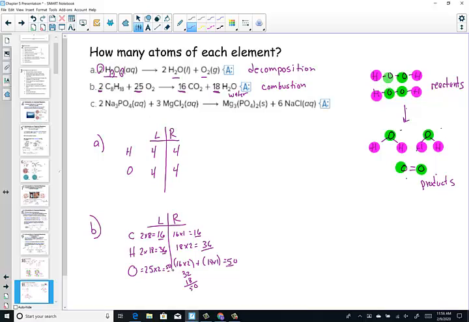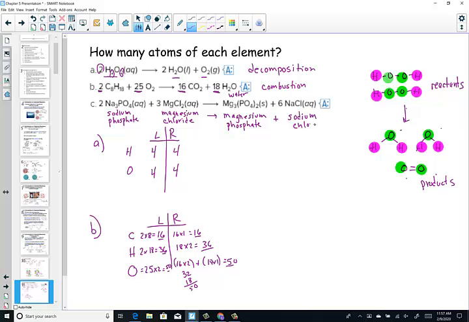Let's look at letter C. Reading this out, we have sodium phosphate. Hear that name from the polyatomic ion chart? Sodium phosphate reacts with magnesium chloride. Every time I can practice nomenclature, I will, because it's an important skill to keep practicing. Now on the product side, I see magnesium phosphate, PO4 is the polyatomic ion called phosphate, and sodium chloride.